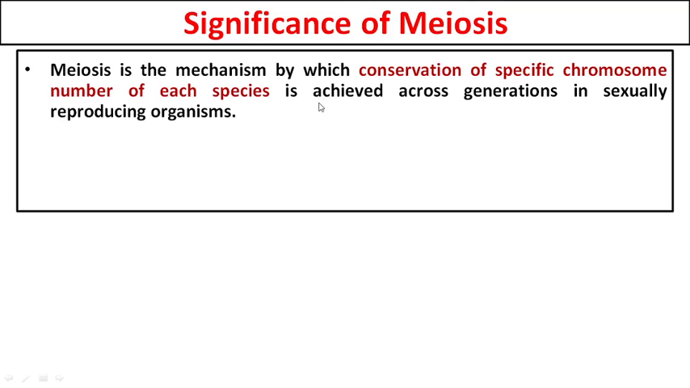What is the significance of meiosis? It is a mechanism by which conservation of the specific chromosome number of each species is achieved. As I just told you, for a species, the chromosome number is very specific. For us, it is 23 pairs. So this 23 pair number is conserved because of meiosis.